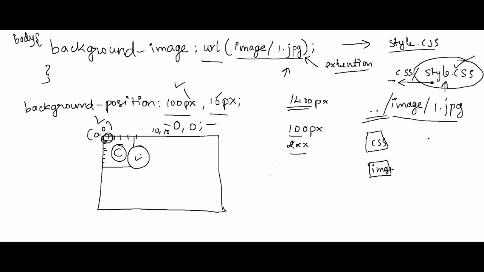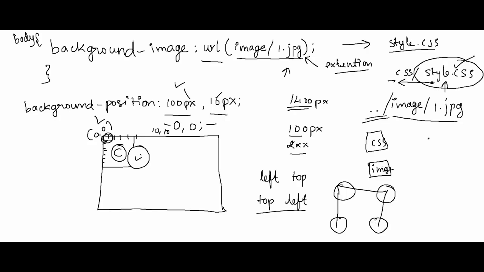We can also directly give left, right, left top or top left. If top left, the image position will be in the top left; top right means the position will be in the top right. Bottom left and bottom right.